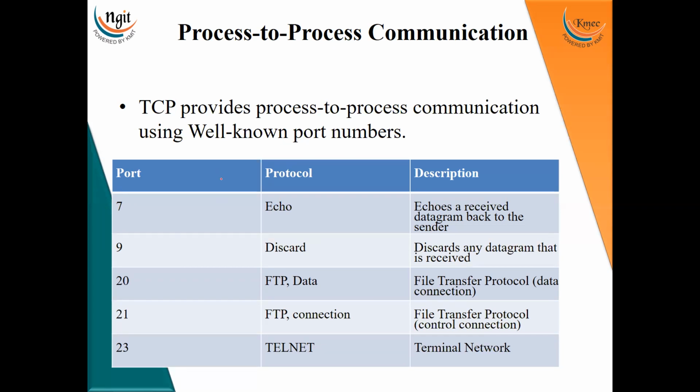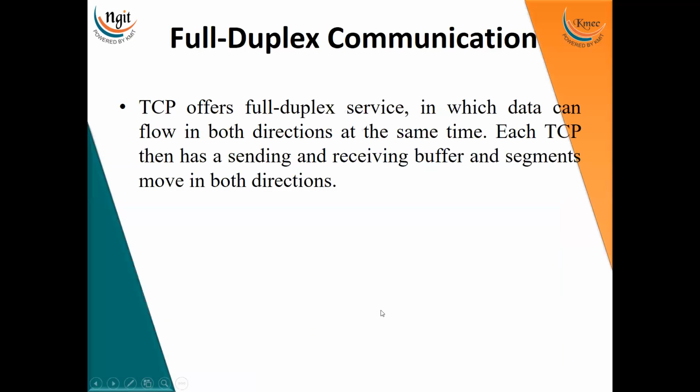For the Echo protocol, the port number is 7, and the description is that it echoes a received datagram back to the sender. What is the Discard protocol? It discards any datagram that is received. And what is the File Transfer Protocol? For the FTP data connection, the port number is 20. And for the FTP control connection, the port number is 21. For Telnet, which is a terminal network, the port number is 23.